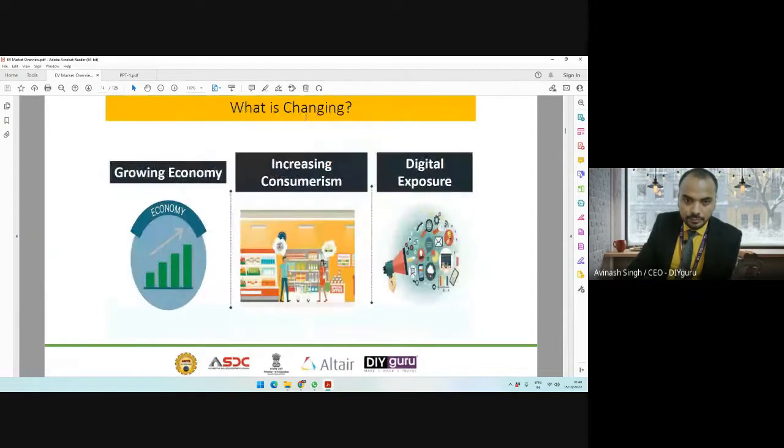And if you look at what has changed in these 10 years, from a growing economy we have also moved into a consumerism sort of mindset. Nowadays, digital exposure has been very much fuel to the fire.